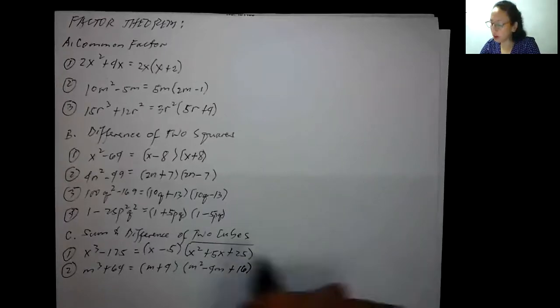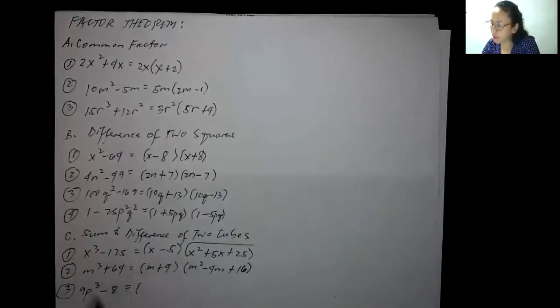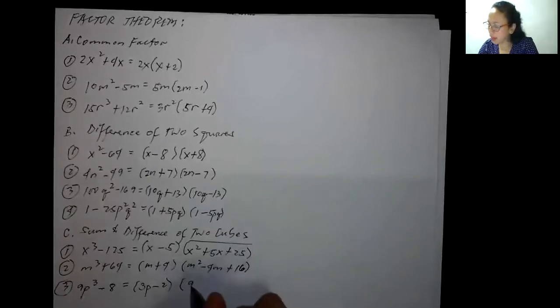Okay, let us have another example. Suppose we have here 9p cubed minus 8. Okay, so again, what is the perfect cube root of 9? So that is 3. 3p. And then this is minus. What is the cube root of 8? That is 2. Then 3p times 3p, that is 9.